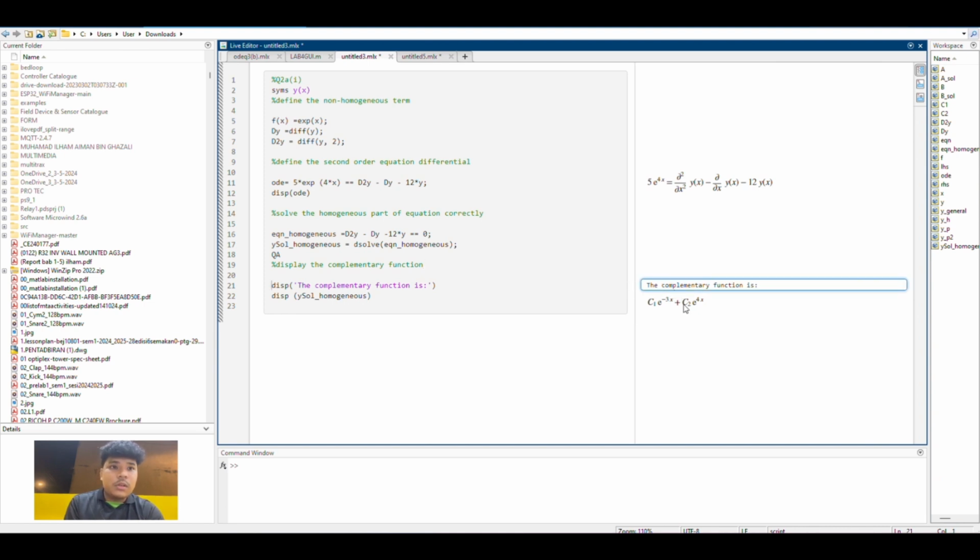So this is the output: C1 exponent power of negative 3x plus C2 exponent power of 4x.